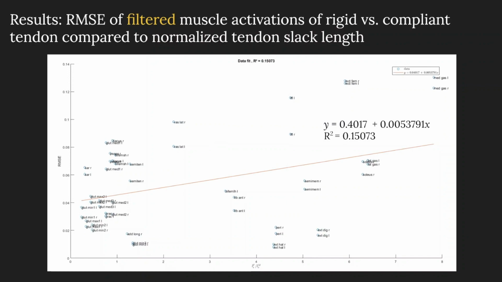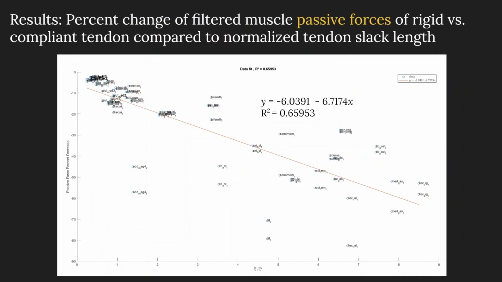Suspecting that muscle activations weren't telling the whole story, we next investigated the correlation between normalized tendon length and the percent change in passive force between compliant and rigid tendon models. As you can see by all the data points being below 0 on the y-axis, passive force exclusively decreases in the compliant tendon model for all muscles. Further, there is a stronger correlation than we saw for activation, 0.66, between normalized tendon slack length and percent decrease in passive force. This is consistent with our expectation.